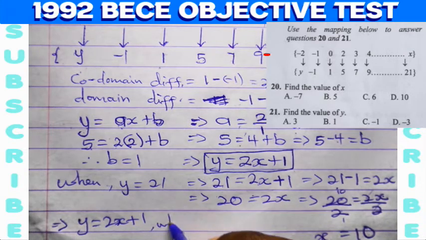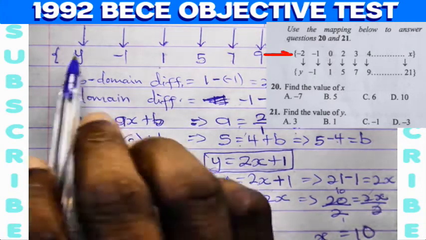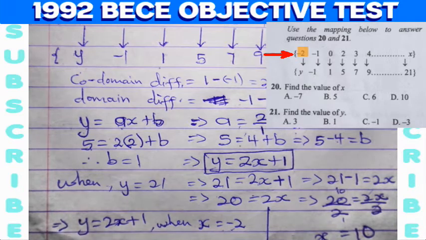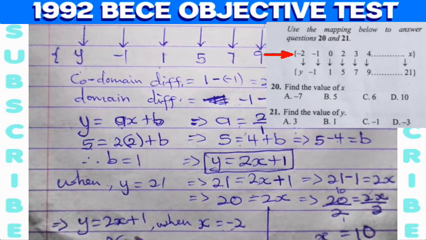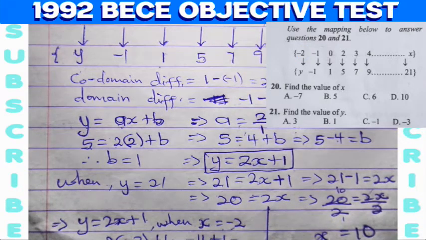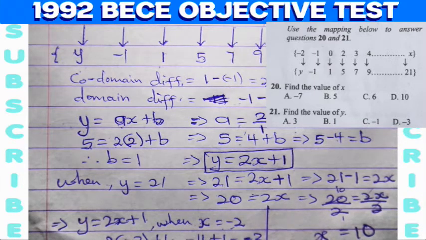So when x is equal to -2, what will be the value of y? Then y will be equal to 2 multiplied by x, where x is now -2, plus 1. This gives us 2 multiplied by -2, which is -4, plus 1, and -4 plus 1 gives us -3.